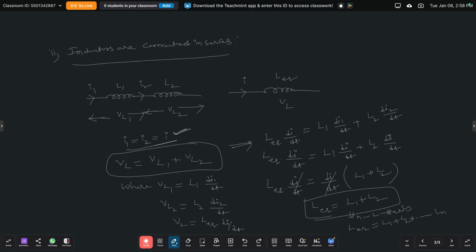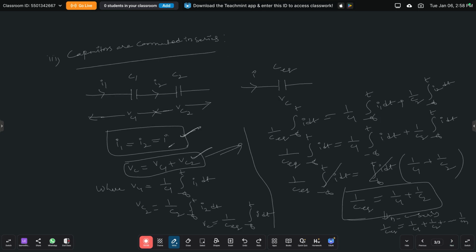And the next one is inductors connected in series. Here we get L equivalent equals L1 plus L2 and so on. In case n number of inductors are connected in series, then L equivalent equals L1 plus L2 plus and so on, Ln. And the third one is capacitors connected in series. Here we get the total capacitance: 1 by C equivalent equals 1 by C1 plus 1 by C2. Suppose here also n number of capacitors are connected in series, then 1 by C equivalent equals 1 by C1 plus 1 by C2 plus and so on, 1 by Cn. So this is the series circuit.